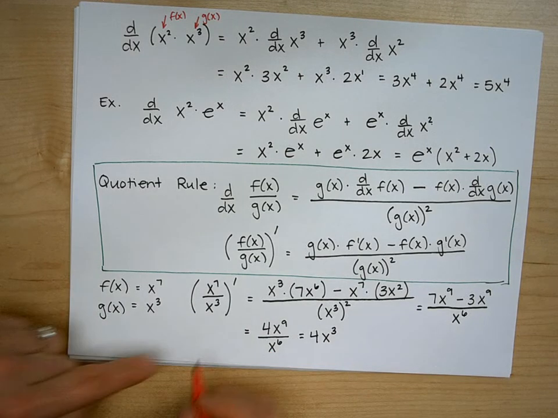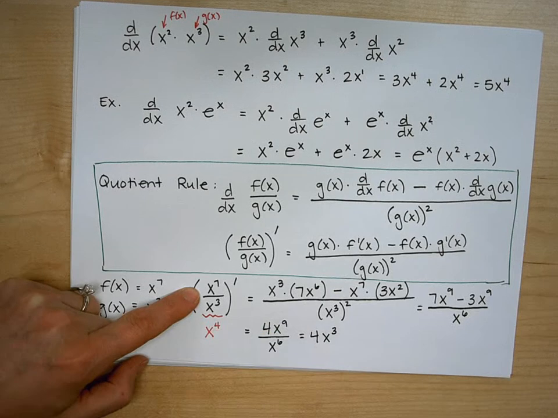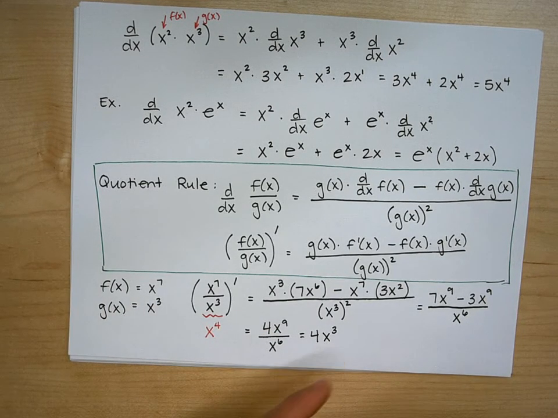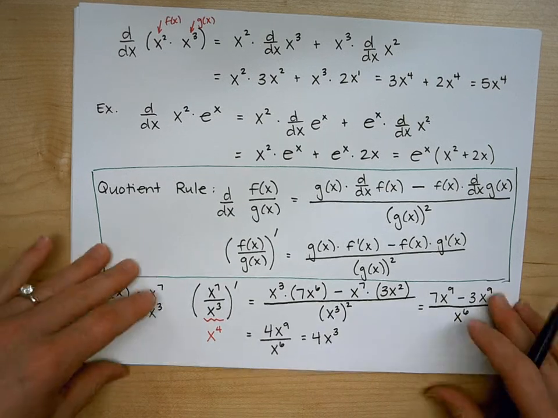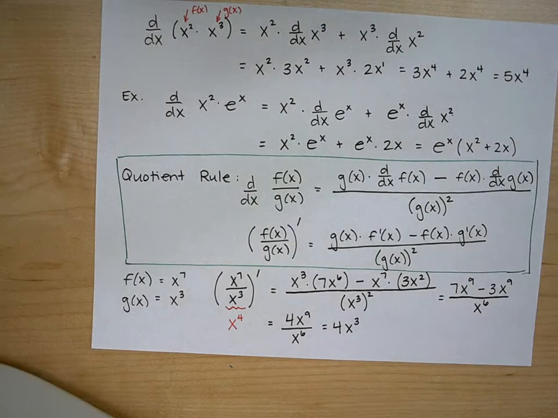And notice that this simplifies to x to the 4th. The derivative of x to the 4th is 4x to the 3rd. So it's looking good. It's looking like that quotient rule works. So let's go ahead and do just one more example.